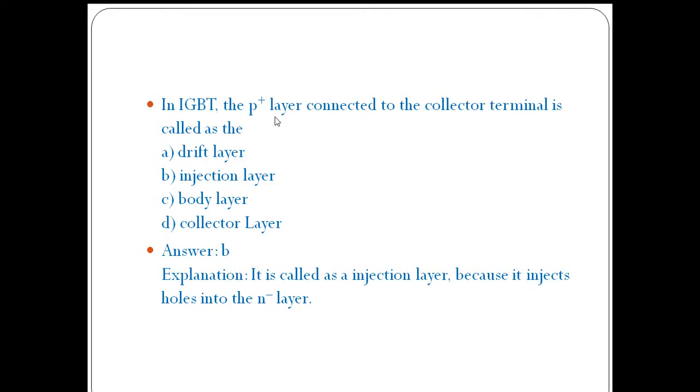In IGBT, the P plus layer connected to the collector terminal is called a drift layer, injection layer, body layer, or collector layer. It will be acting like an injecting layer. It is called the injecting layer because it injects holes into the N minus layer.